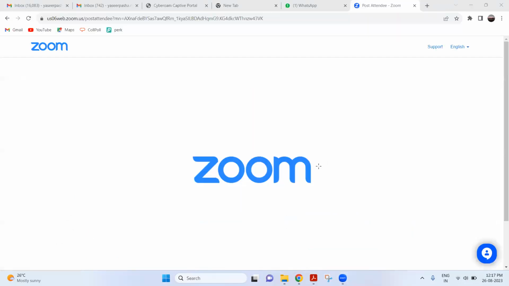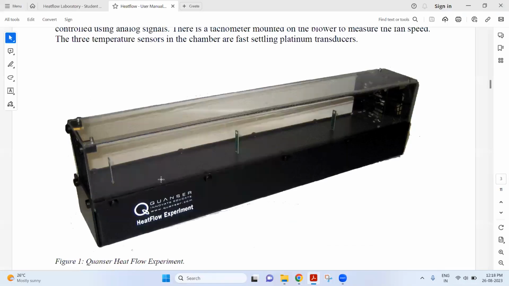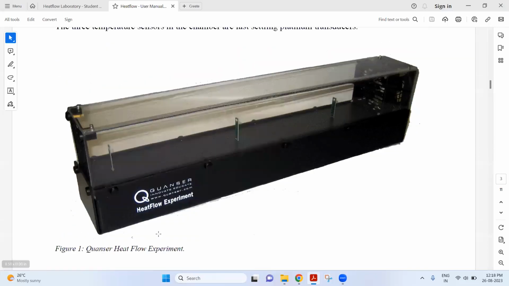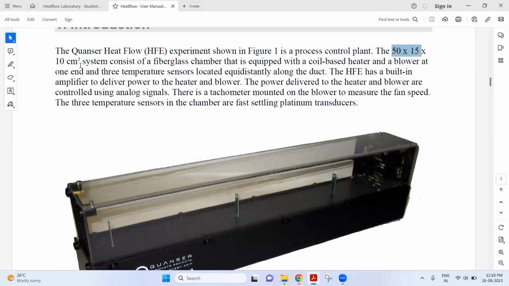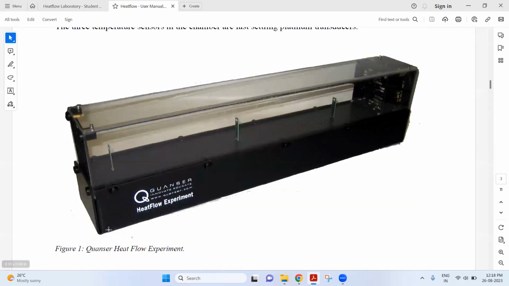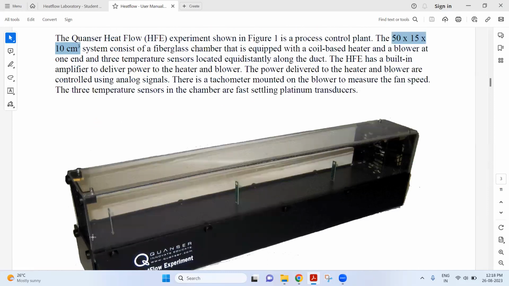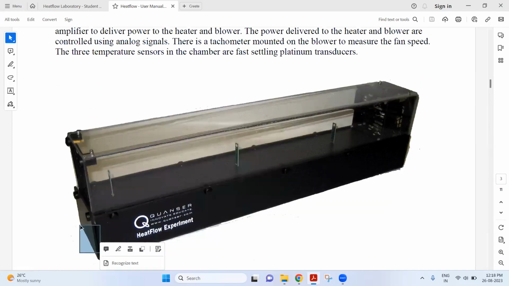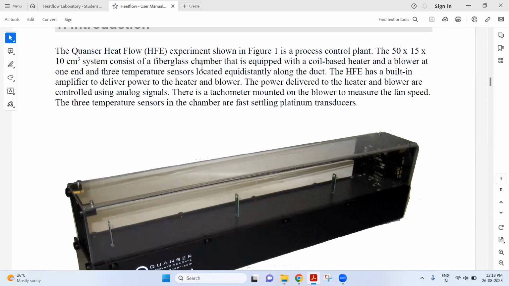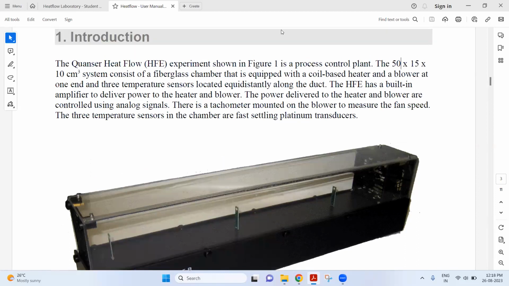Okay. So basically, this is a heat flow experiment setup. Okay, this is the experimental setup. They have given the dimensions of 50, 15, and 10 centimeters. 50 is the length of this machine. 15 centimeters is the height of this machine, and 10 centimeters is the thickness. I'll move this one up. You got it, no? The length, the height, and the thickness.